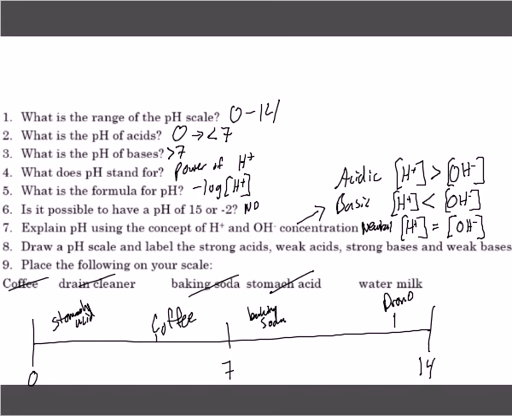Water. Neutral. Should be neutral, right? We'll see if it actually is or not. And then milk. It's actually slightly. It's right around there. All right. What's in milk that might make it slightly acidic? Yeah, lactose, right? Lactic acid. That lactic stuff that's in there.